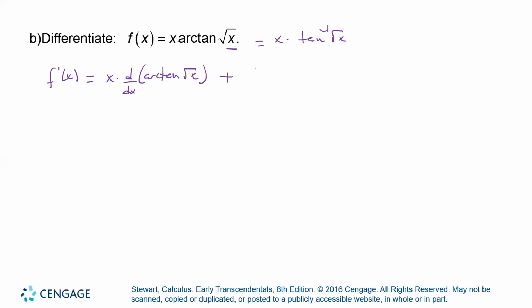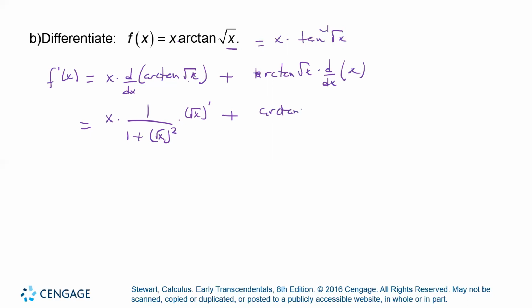Then plus, now I keep the arc tangent of the square root of x, then differentiate the x. Now if you differentiate the arc tangent, we have 1 over 1 plus x squared. But here my x is the square root of x. Then times the derivative of the square root of x. And plus, you keep the arc tangent of the square root of x, differentiate the x, you get 1.